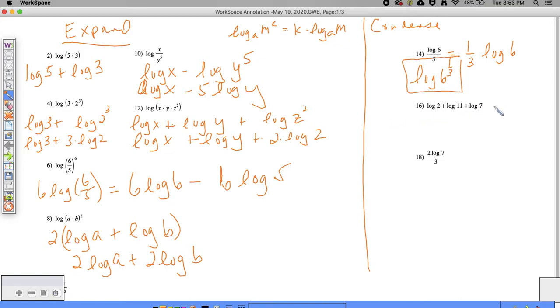Over here you have the sum, which means you can write it as the product. So this could be the log of 2 times 11 times 7.